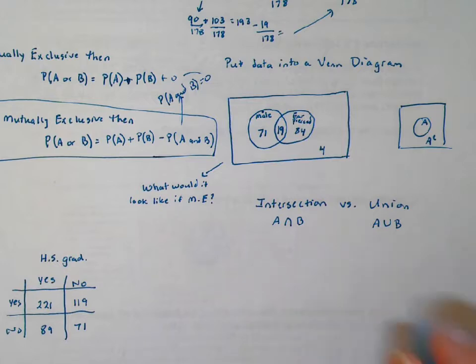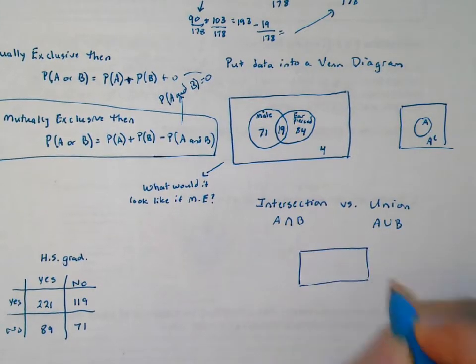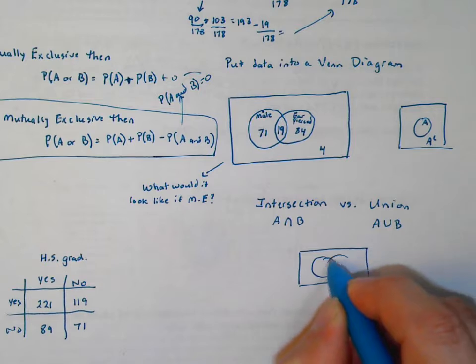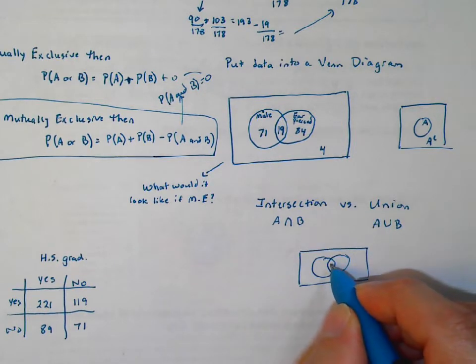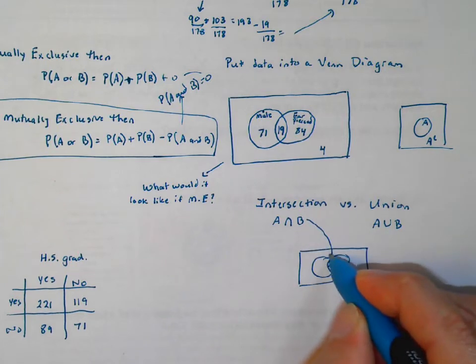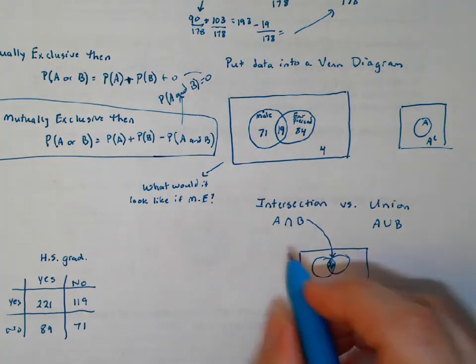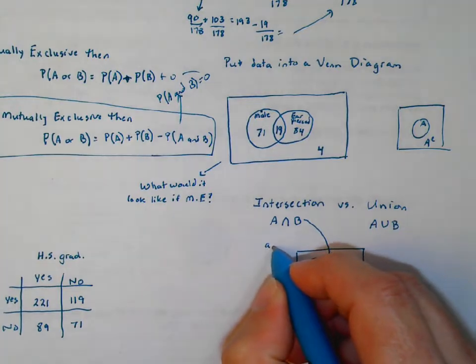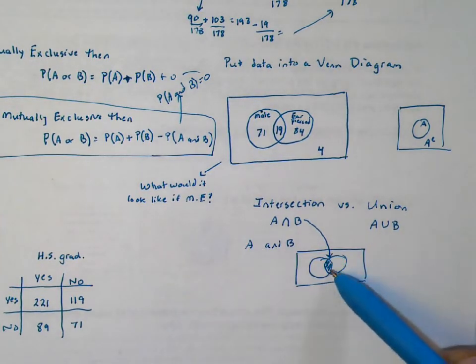Okay, now the intersection, if you think about Venn diagrams here, intersection of A and B, well, it would be where both of them are together. So right here, right there is the intersection. Okay, so that's the A and B. Okay, something is both A and B right there.